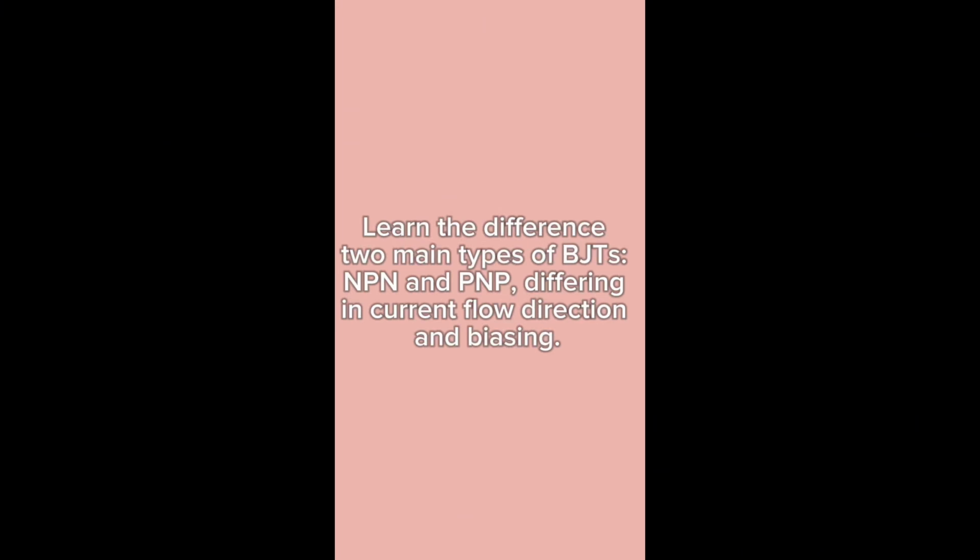For the conclusion, understand the three key terminals: base, collector, emitter, each with specific roles in current control. Learn the difference between the two main types of BJT, NPN and PNP, differing in current flow direction and biasing. It also shows that materials like silicon and germanium are used, with silicon preferred for modern electronics.